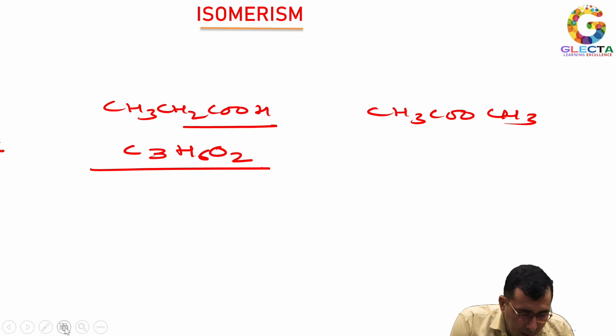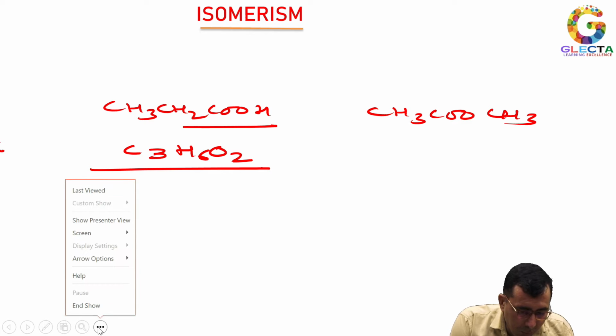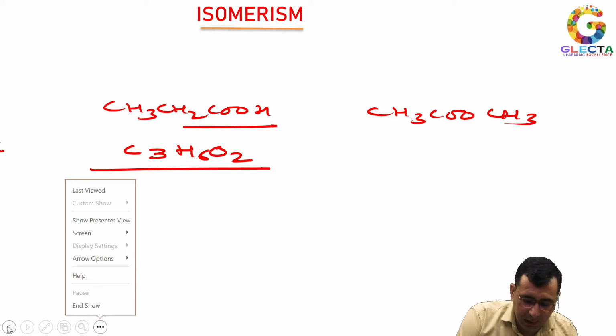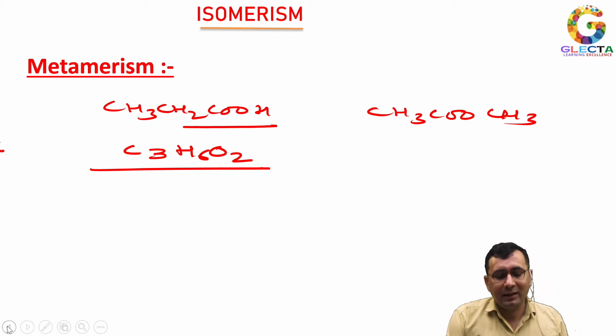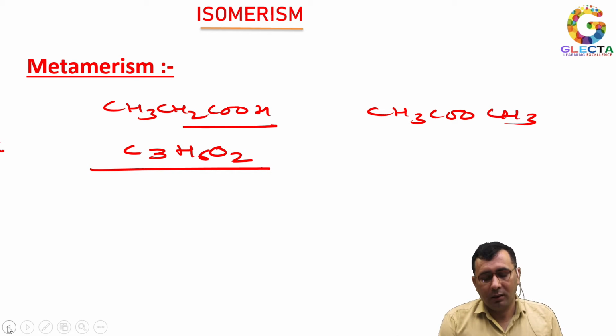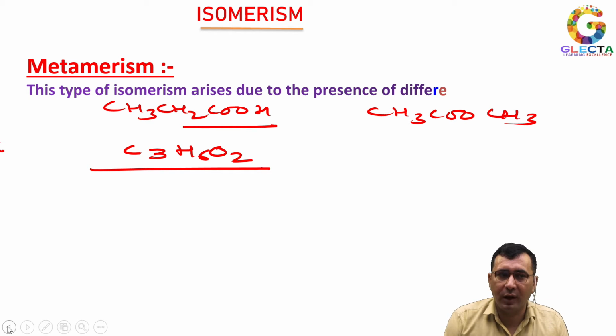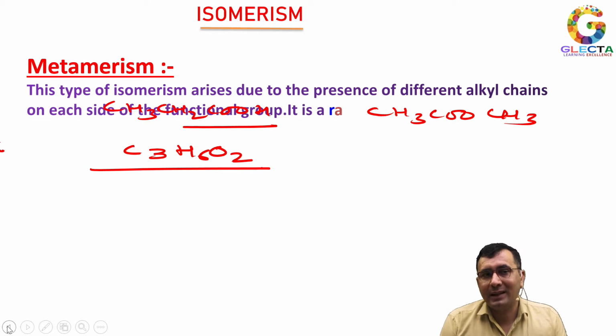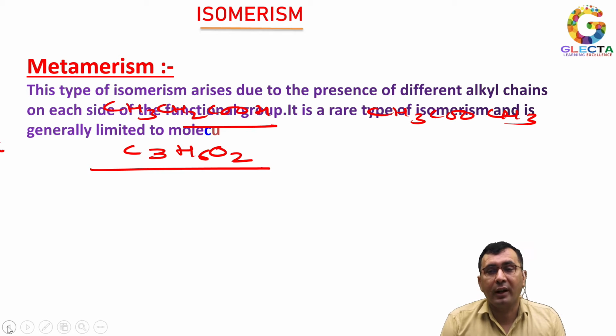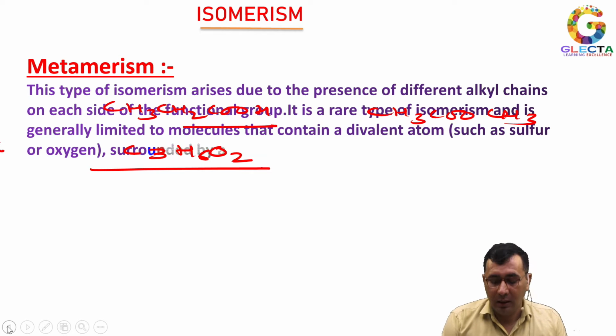I want to erase the compound from this position because I want to draw one more. Okay, let's move further. Metamerism. Metamerism means it is a very special isomerism. Only a few molecules show this kind of isomerism. Compounds have the same molecular formula, but the position of the nitrogen or oxygen atom changes in the compound.